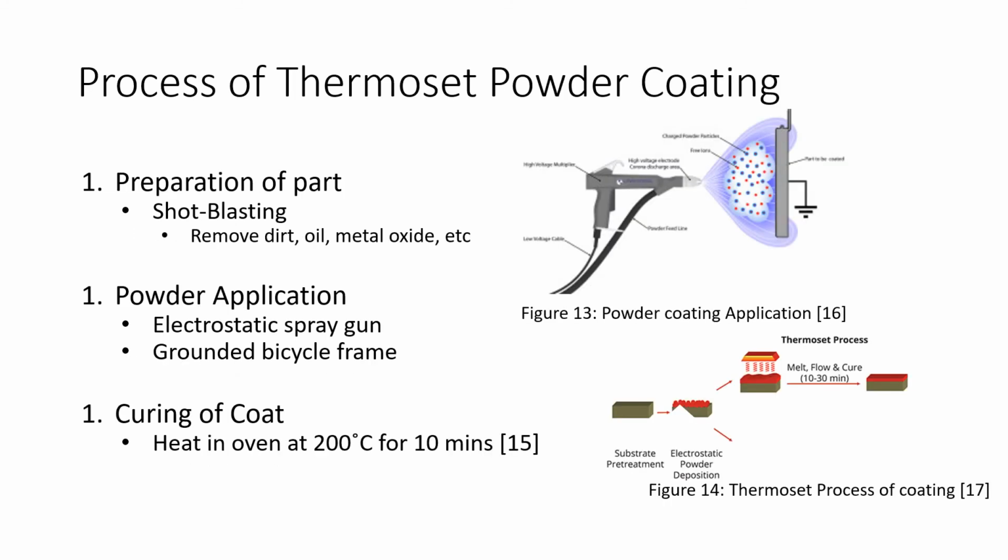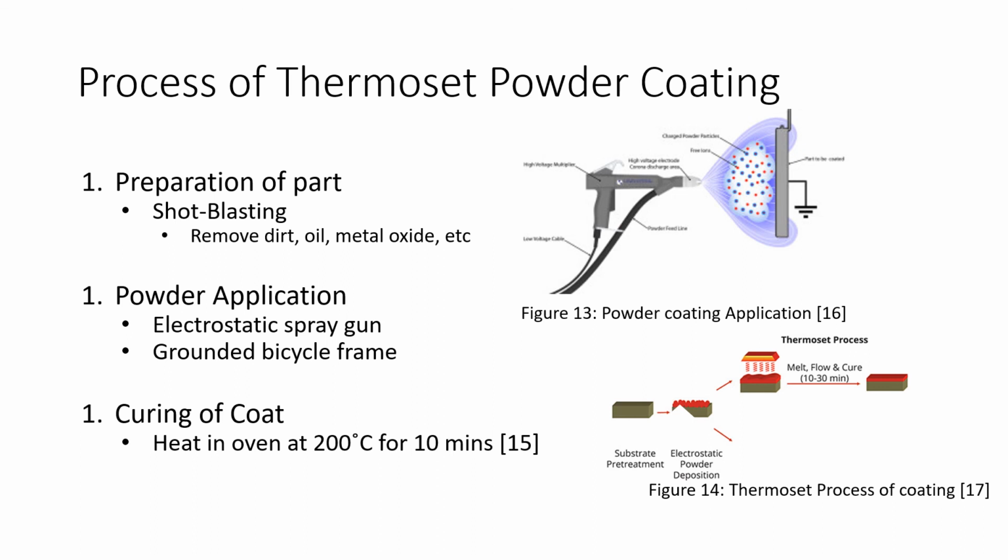The process of thermoset powder coating involves part preparation, powder application, and curing the coat. Firstly, it is important to clean and strip the bicycle frame for a long-lasting and successful powder coat. In the case of steel tubes, shot blasting is an appropriate procedure to remove oil, grease, metal oxide, and other impurities. Then the polymer powder is applied to the frame through an electrostatic spray gun, which imparts positive charges on the powder and sprays them onto the grounded frame.